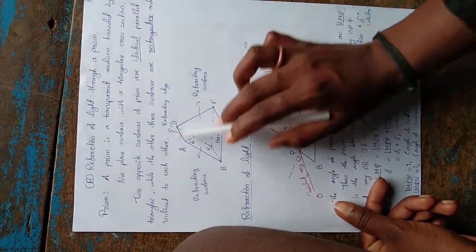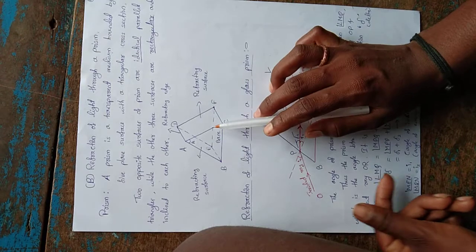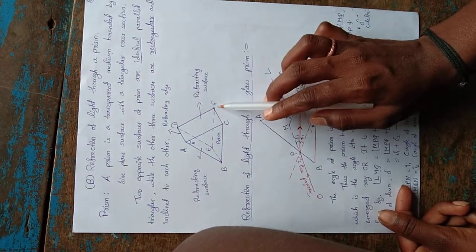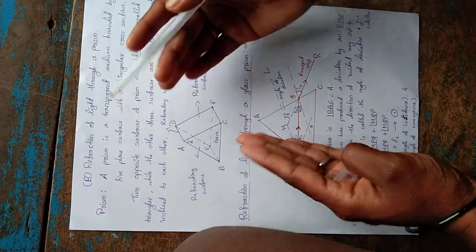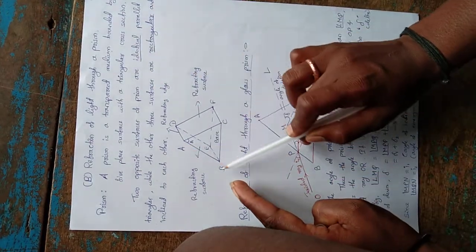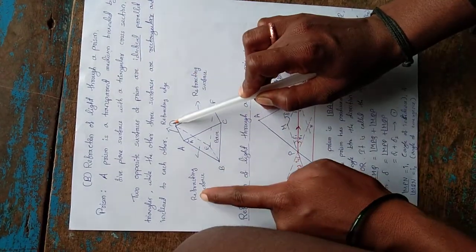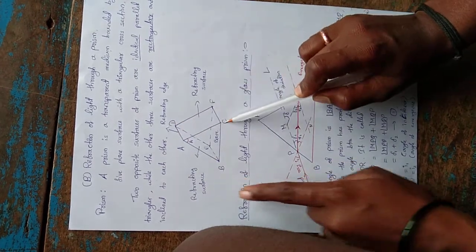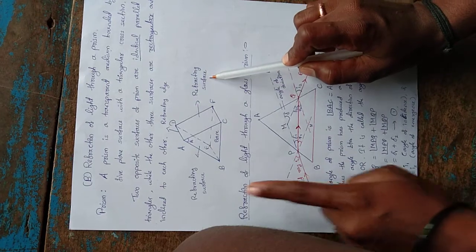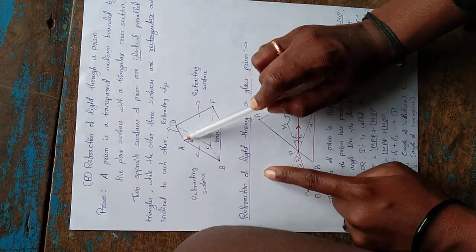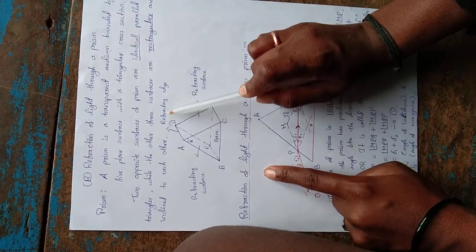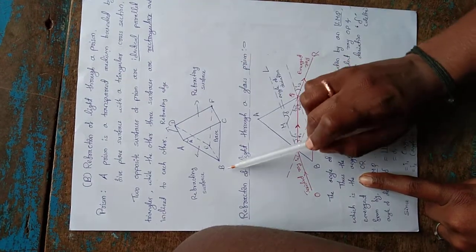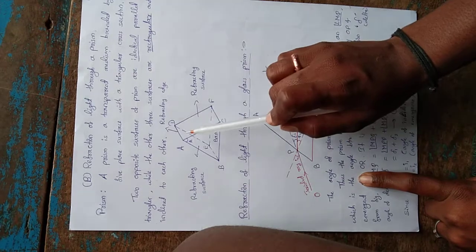See in this figure, we'll imagine the prism A, B, C and D, E, F are the two triangular surfaces, and here A, B, E, D is a refracting surface. A, D, F, C is also a refracting surface. Both are the same. This AD edge is the refracting edge. And BC is the base of this prism.